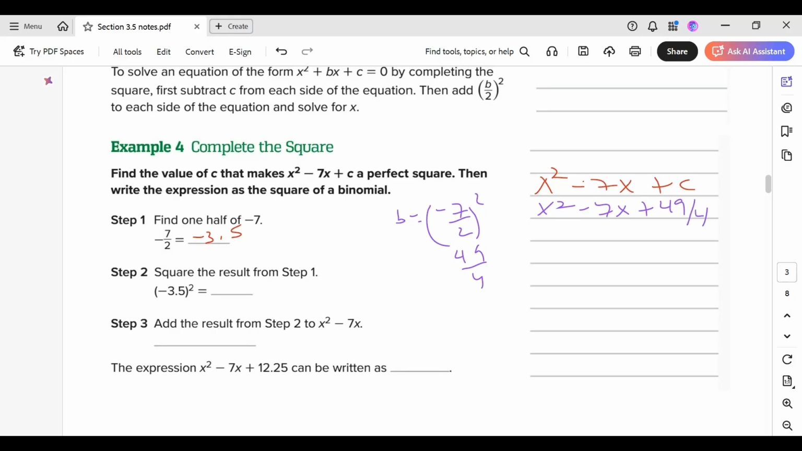If we were following the decimal version that they wanted us to, when we squared 3.5, we ended up with a value of 12.25. And then we would add it to our p, so we become x squared minus 7x plus 12.25, which we would collapse as x minus 3.5 squared. But since I'm using the fraction format, when we collapse this to the power of 2, we become x minus 7 over 2.